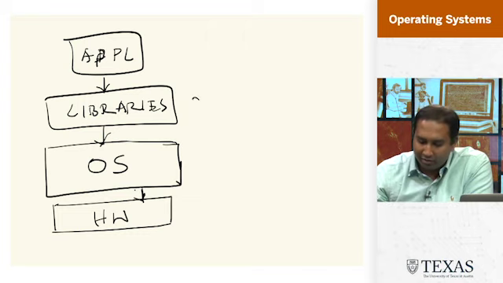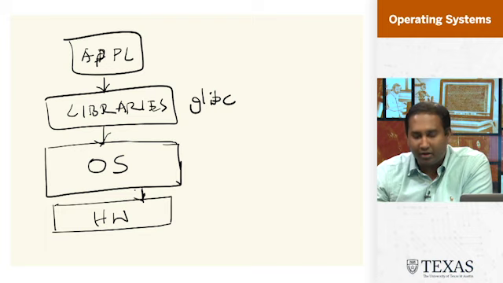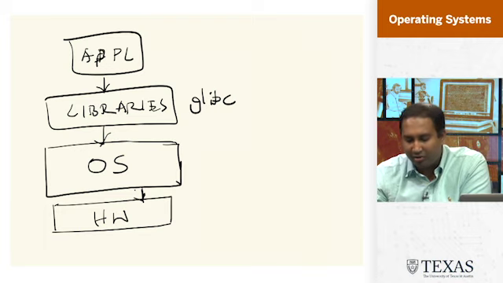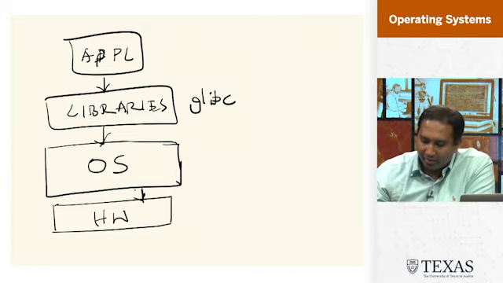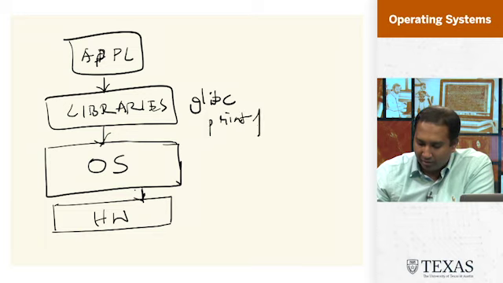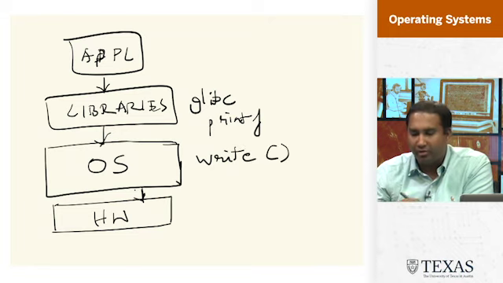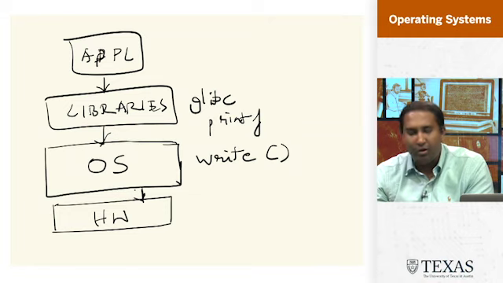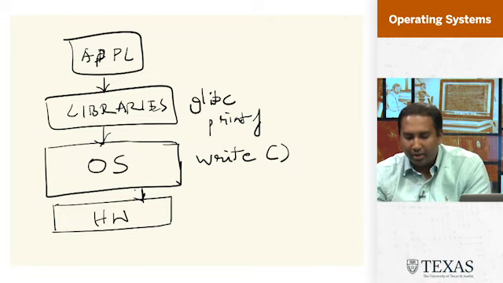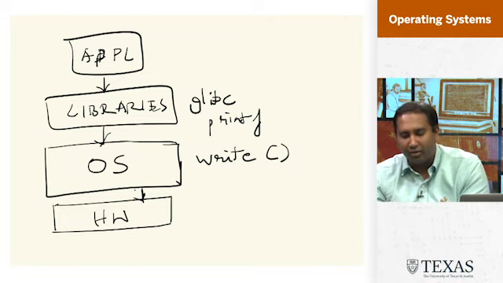For example, glibc is a very popular library. So whenever you call printf, you're actually calling into glibc, which then calls into the application. A printf would be a function in glibc which would be calling write at the OS level. So all the library functions get translated into system calls at the operating system level. But let's not worry about that for now.